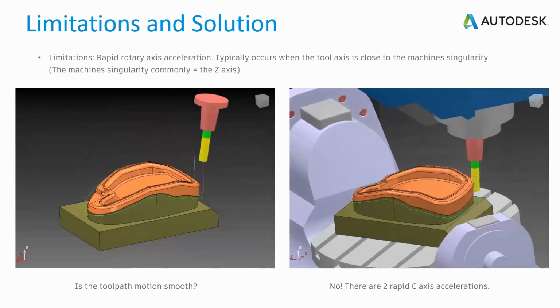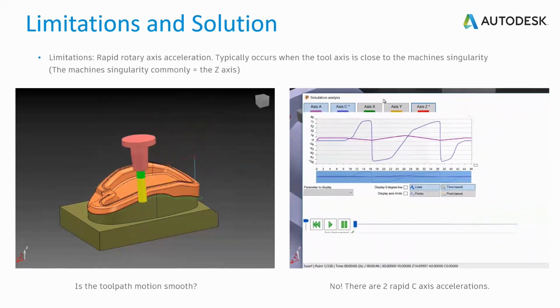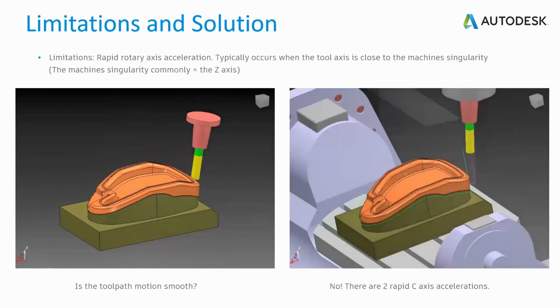So the next limitations found in the 5-axis machines are machine singularities. Because of this, we will find rapid accelerations in the rotary axis movement. This mainly occurs when the tool axis is close to the machine singularities.